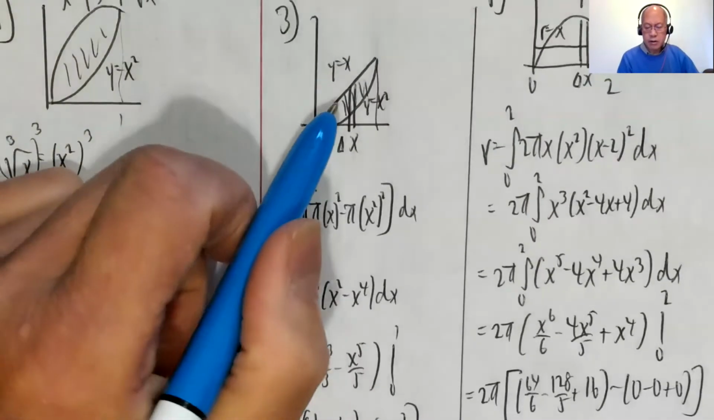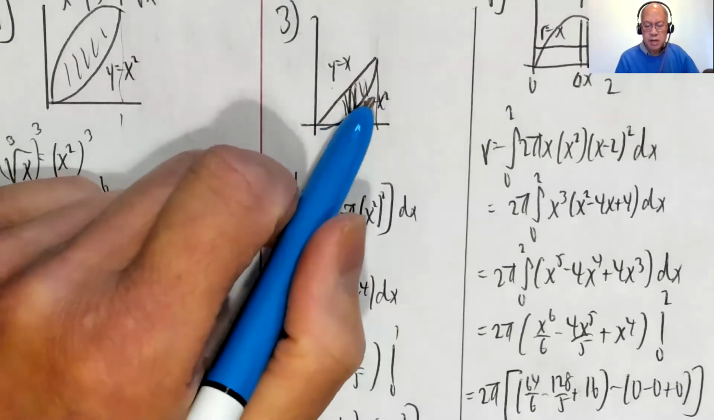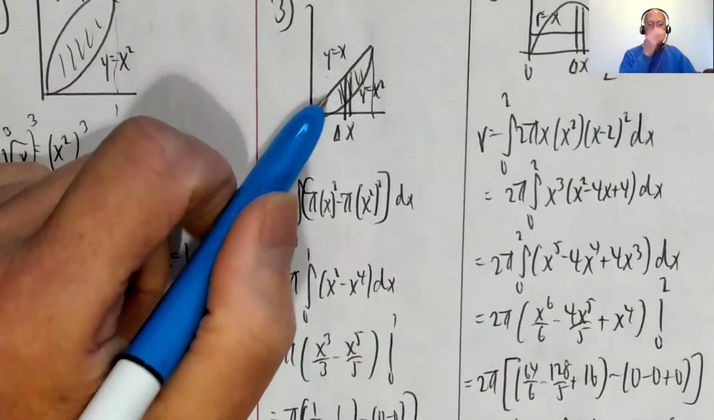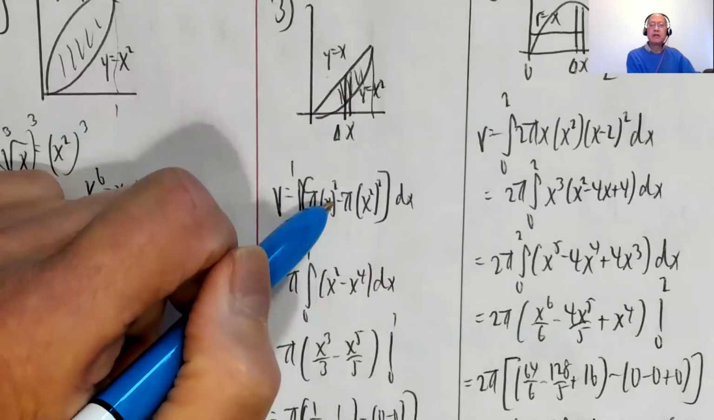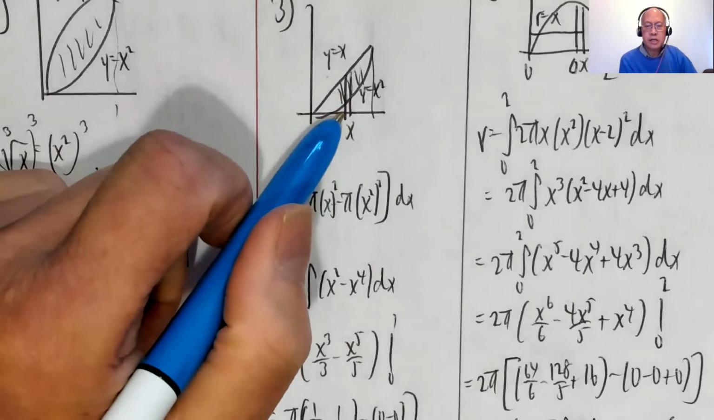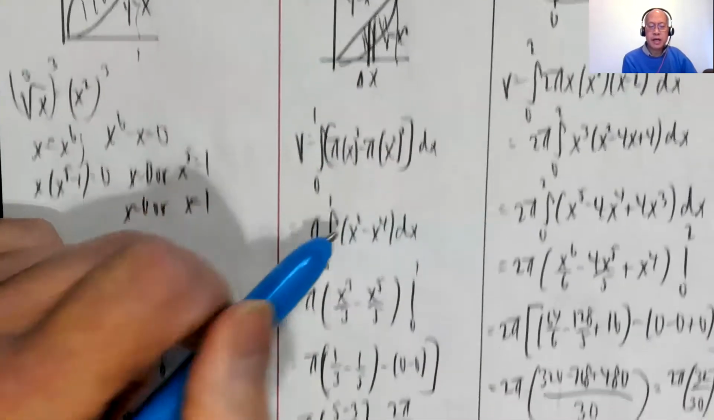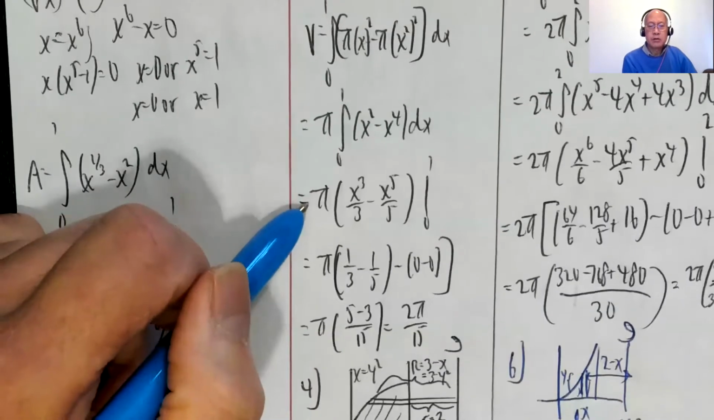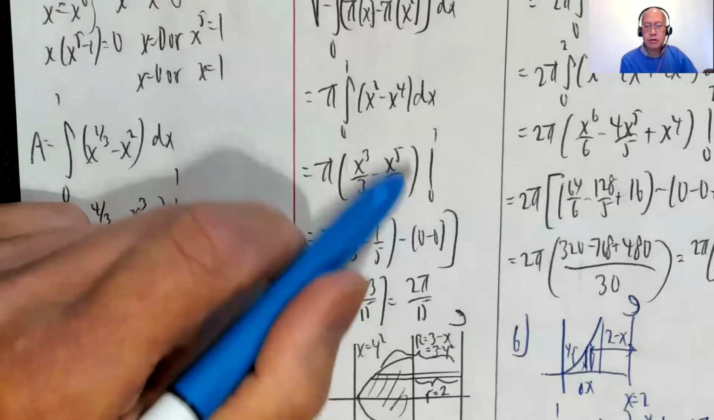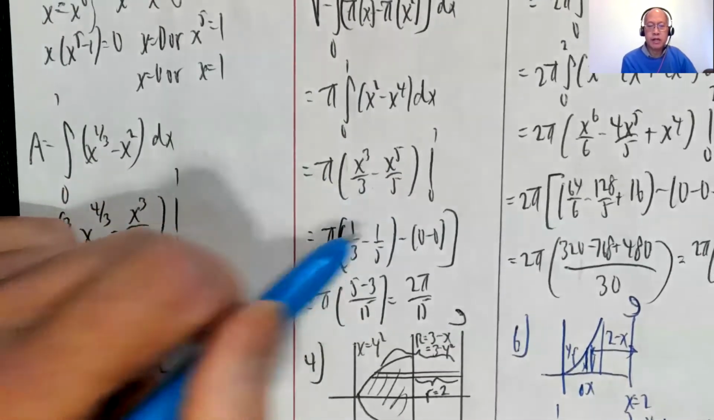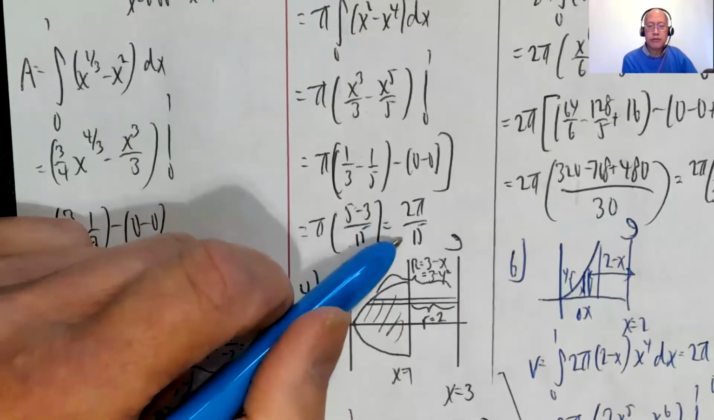Number 3, you have y equals x squared, x greater than or equal to 0. Spin about the x-axis. So pi bigger radius squared, pi x squared, minus pi little radius squared, the washer, x squared squared, dx. So take out the pi, that's x squared minus x to the 4th. So pi times x cubed over 3 minus x to the 5th over 5. Plug in 0, you get 0. Plug in 1, you have 1/3 minus 1/5. Common denominator is 15. 5 minus 3, 2 pi over 15.